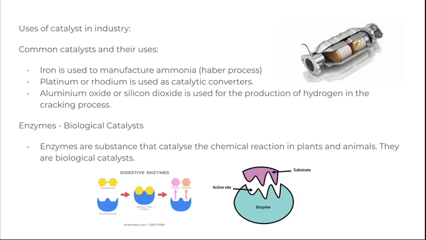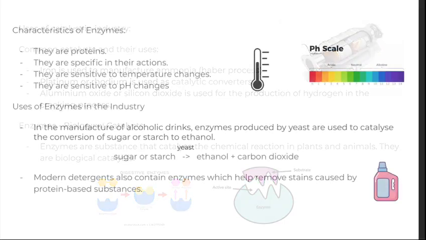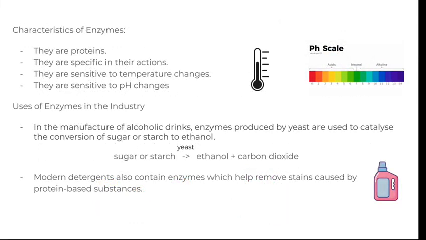Enzymes, biological catalysts. Enzymes are substances that catalyze the chemical reaction in plants and animals. They are biological catalysts. The following are characteristics of enzymes. Firstly, they are proteins. Secondly, they are specific in their actions. The human body contains many different kinds of enzymes, and each enzyme catalyzes a specific chemical reaction. Amylase, for example, is the enzyme present in saliva. It catalyzes the reaction which changes starch into sugar.